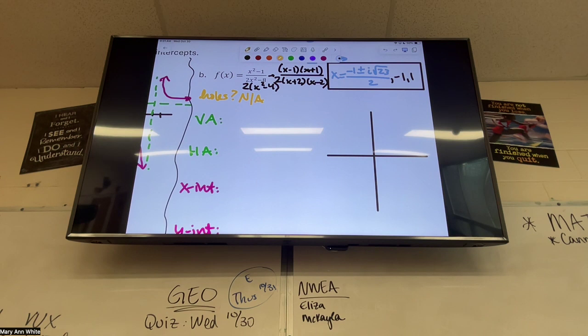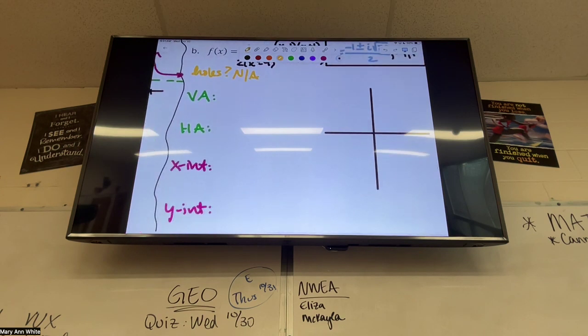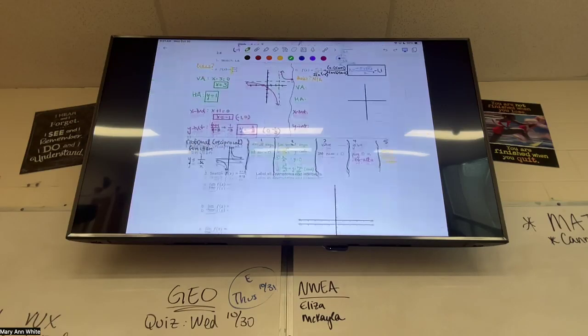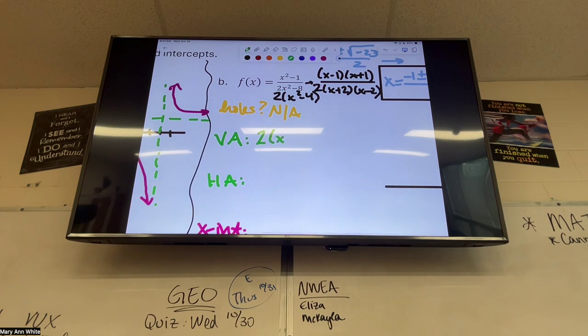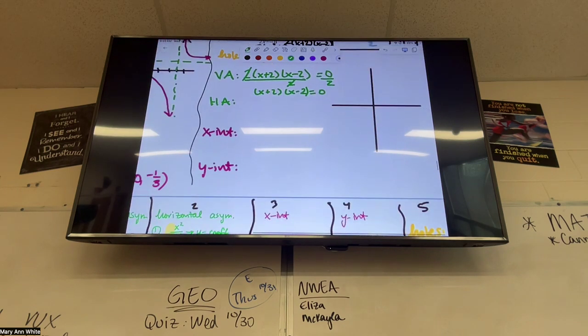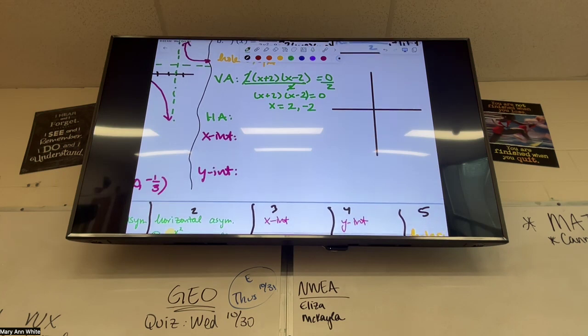All right. Do you think you remember how to do these without me walking you through, or do you want to keep walking together on this? Keep walking? Okay. Vertical asymptote. Let's remind ourselves what vertical asymptote was. Denominator equals 0. So I'm going to set 2 times x plus 2 times x minus 2 equal to 0. When you divide both sides by 2, that cancels out, and that's just 0. So I still get x plus 2 times x minus 2 equals 0. And then I can set each of those equal to 0 on their own. Good. So x equals positive 2 and negative 2. So I've got 2 asymptotes here, and I'm going to go graph both of those.